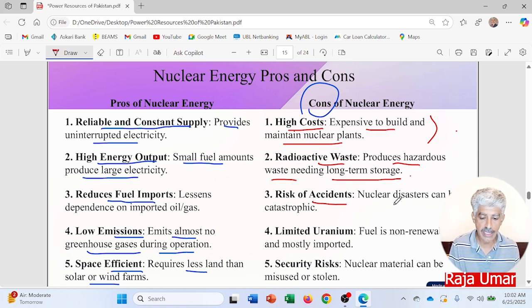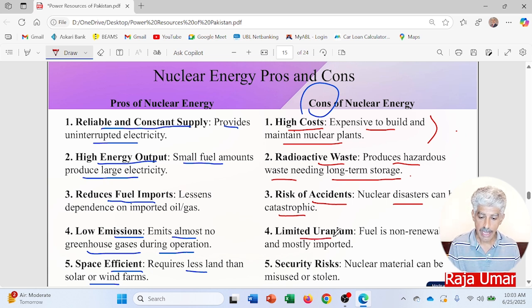Risk of accidents: nuclear disasters can be catastrophic. I mean, if God forbid there is some blast in the nuclear power station, if the nuclear fission reaction gets uncontrollable, then what would happen? That would be really very disastrous. God forbid, it would be very much like Hiroshima and Nagasaki.